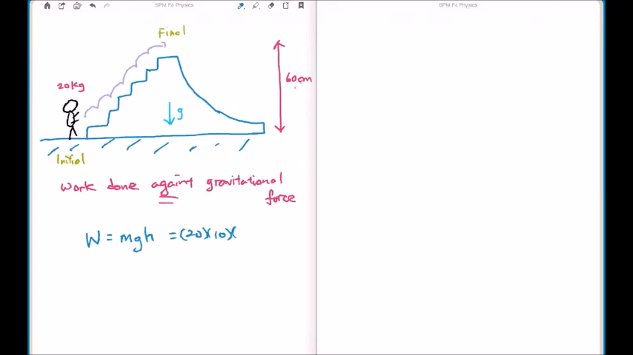You need to convert it into SI unit, which is 0.6 joule. Okay, 120 joule. Okay, that's it. So this is where the gravitational force is downwards and the force is upwards.